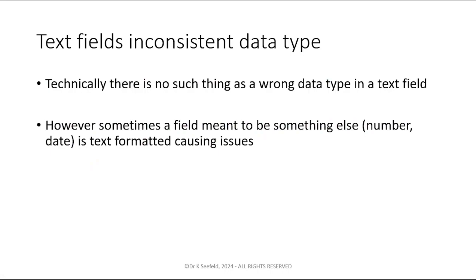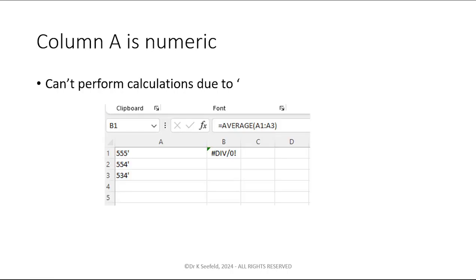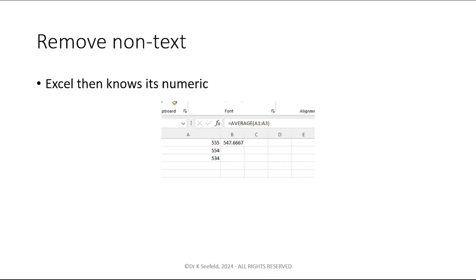Text fields are a little different because in a text field there's really no such thing as an incorrect data type, because by definition you can enter anything in a text field. Sometimes a text field is meant to be something else, so you have to be careful about that. For example here, column A is a text field, but somehow there's this little punctuation mark, I don't know exactly what it's called, and these are really numbers that you want to do something with, but you can't, so you just have to get rid of the stray character. And when you remove that, Excel then knows that it's numeric.